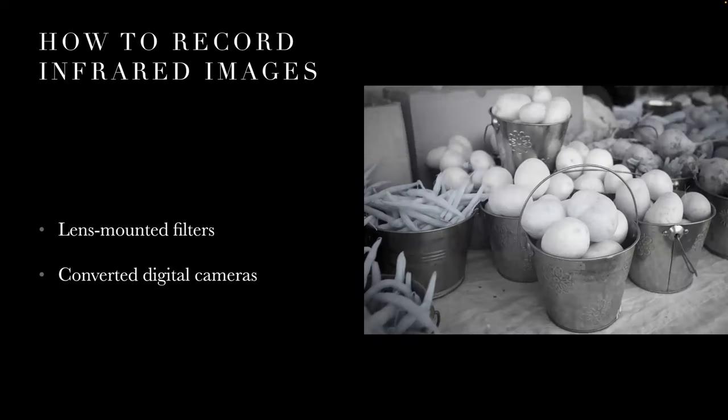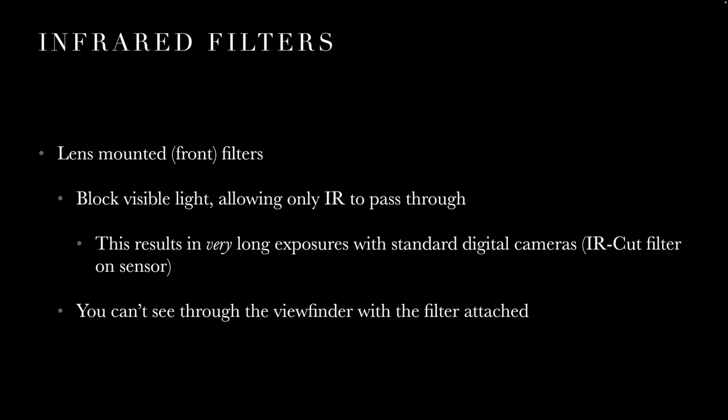Okay, so let's talk about how to actually capture and record infrared images. And there's really traditionally two ways, not counting film, okay, because that was one option. You can use a lens-mounted filter, or you can use a digital camera that's been converted to capture infrared. Okay, so let me talk a little bit about filters first. If you just put an infrared filter on your lens, like a 72R, you know, Hoya 72R filter, it's an IR filter, what happens is that the only thing that gets through to the sensor is infrared light.